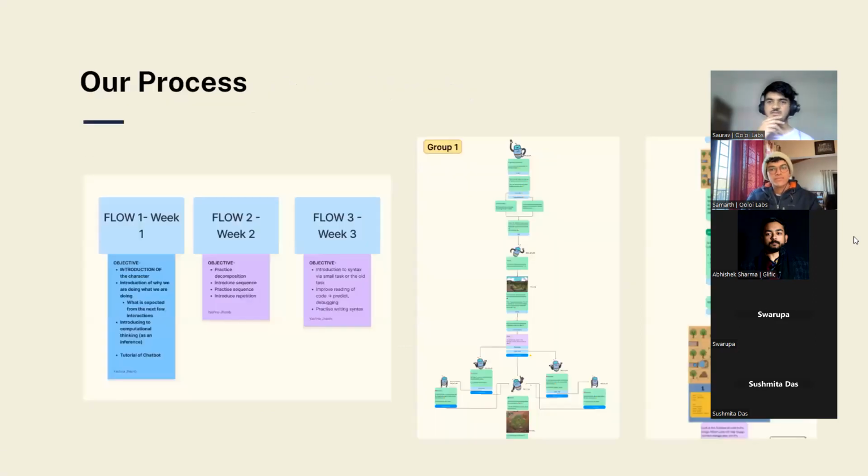Again, just a glimpse of the process that we follow. We use a lot of mind mapping tools like Miro and FigJam to do a broader breakdown of the content structure, and then we go in deeper into the content writing process.